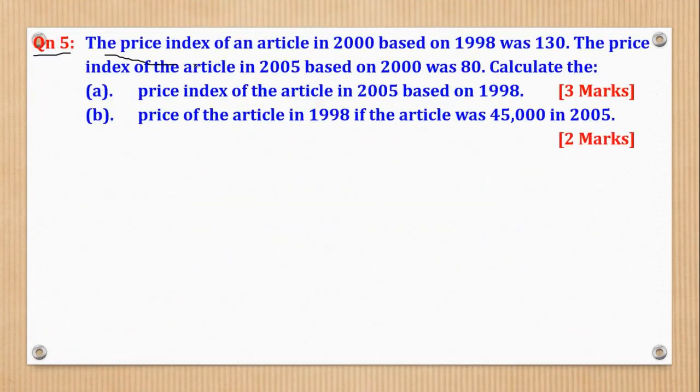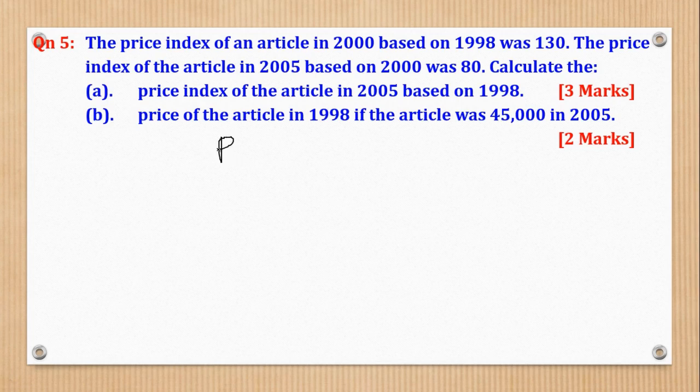Question 5 says, the price index of an article in 2000 based on 1998 was 130. The price index of an article in 2005 based on 2000 was 80. Calculate Roman 1, the price index of an article in 2005 based on 1998. And Roman 2, the price of the article in 1998, if the article was 45,000 shillings in 2005. Now, price index has two formulas.